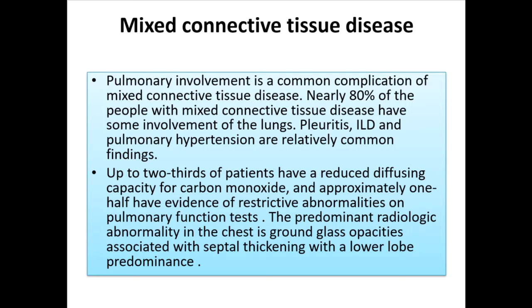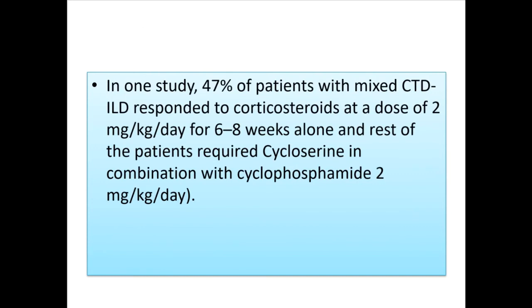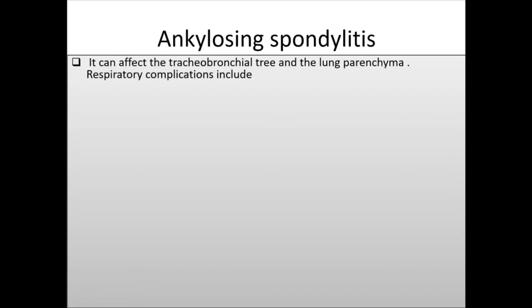The predominant radiologic abnormality in the chest is ground glass opacities associated with septal thickening with a lower lobe predominance. In one study, 47% of patients with mixed CTD-ILD responded to corticosteroids at a dose of 2 mg/kg/day for 6 to 8 weeks alone, and the rest of the patients required cyclosporine in combination with cyclophosphamide 2 mg/kg/day.